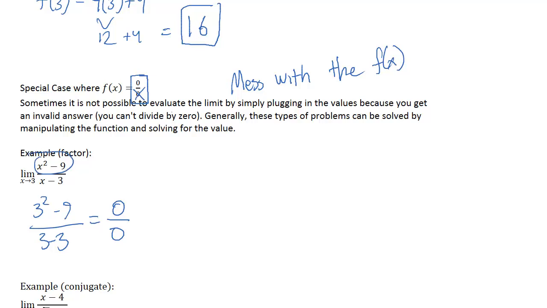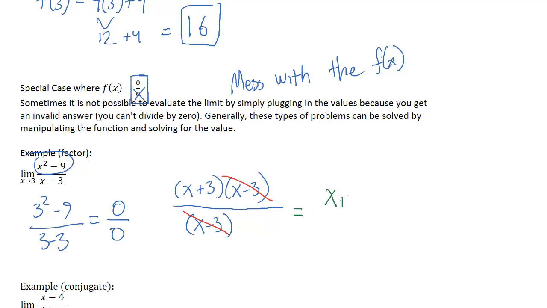Well, the numerator can clearly be factored. So x squared minus 9, we factor that. We get x plus 3 times x minus 3. And that's equal to x squared minus 9. Our denominator is still x minus 3. So we can cancel this out. The x minus 3's cancel, and then we get x plus 3. Well, that's not our answer, but that's what it cancels out to be. And finally we plug in our 3. 3 plus 3 equals 6, which is our final answer.